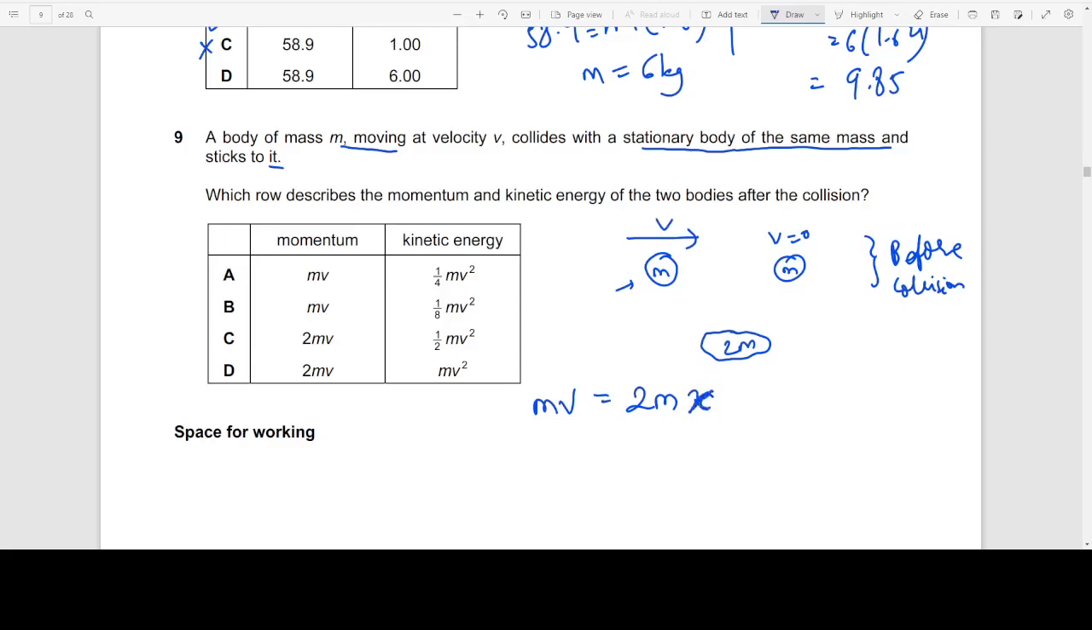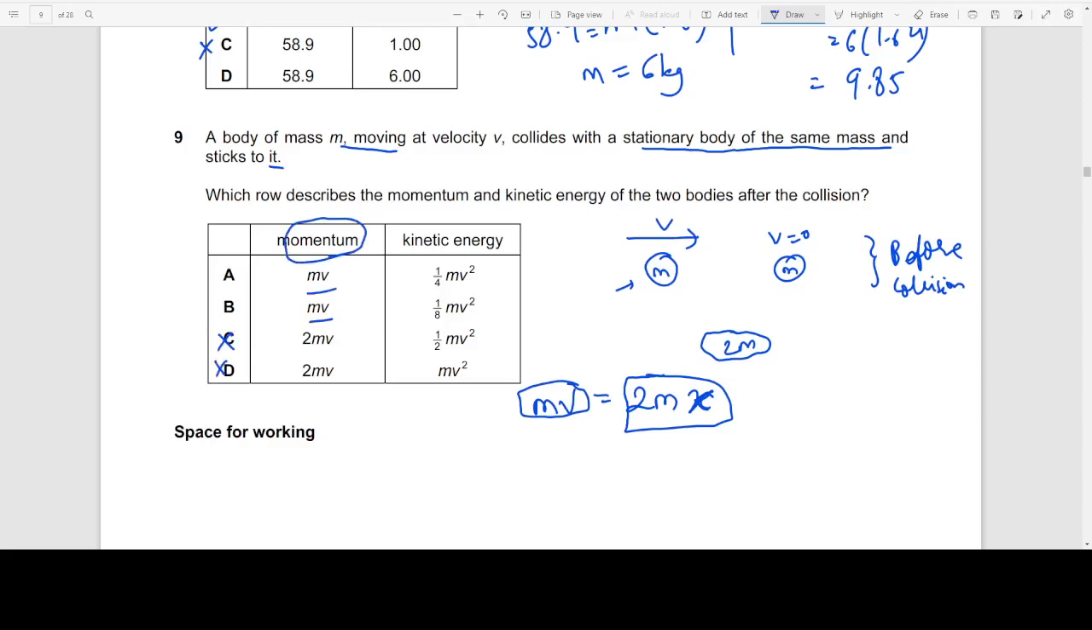So this is the final momentum and this is the initial momentum, but as you can see, the momentum after collision was equal to momentum before collision. So since these values are the same, we can say that the momentum after the collision is also mv. So the answer is not C and not D.